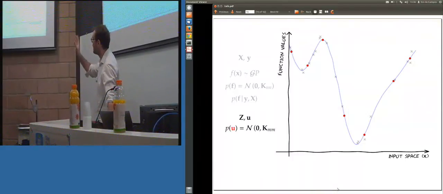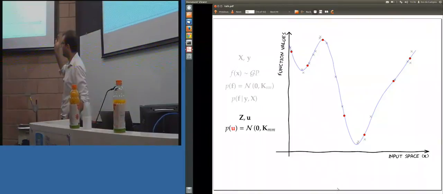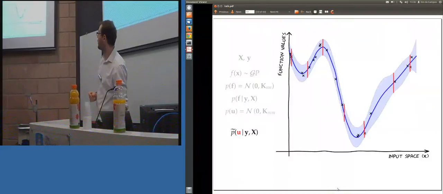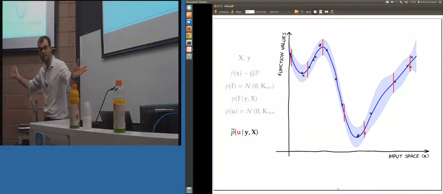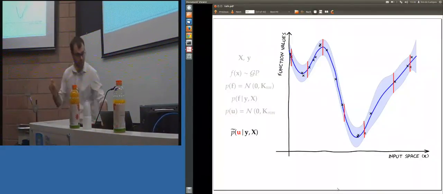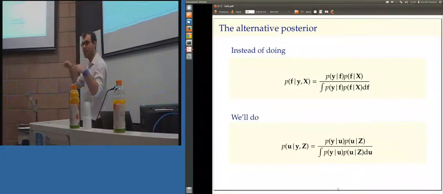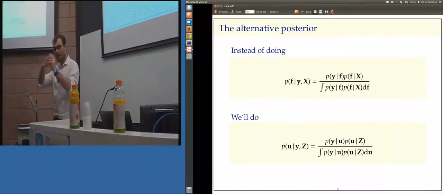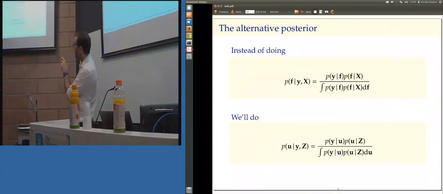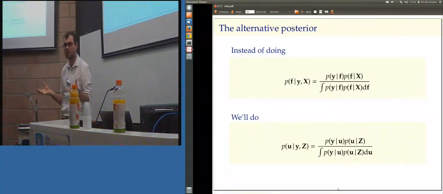And I'm going to do exactly the same thing. I've got these other points on the function. Rather than this blue f, I've got this red u. And I'm going to compute this posterior for these points. And from that, I'm going to be able to make predictions for other parts of the function. So let's have a look at how we do that. We're just going to turn the handle on Bayes' rule. So we used to do p of y given f, p of f given x, and then integrate across and renormalize. And what we're going to do instead is do p of y given u, which is a smaller vector, p of u, or p of u given z, and then renormalize, and that gives me my new posterior.